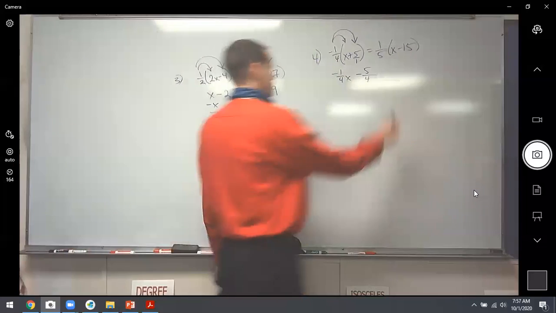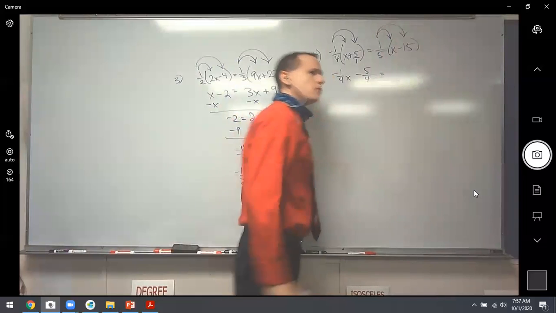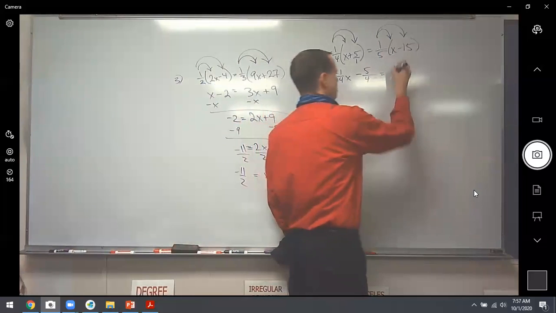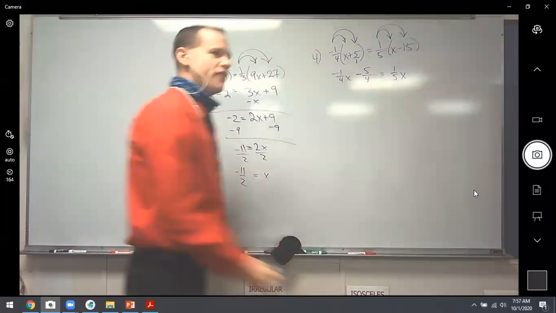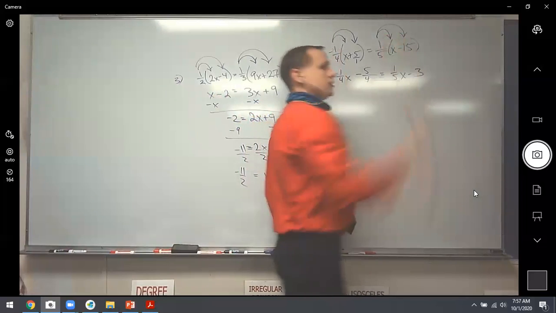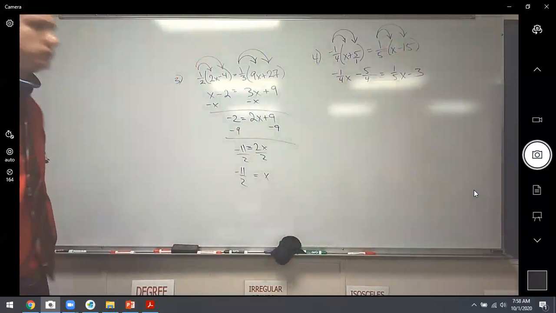Over on the right, we'll do the same kind of deal. 1/5 distributed into everybody. 1/5 times x is just 1/5 x. We got lucky on the next one. 1/5 of 15 is clean. 1/5 of 15 is just 3. So we have 1/5 x minus 3.